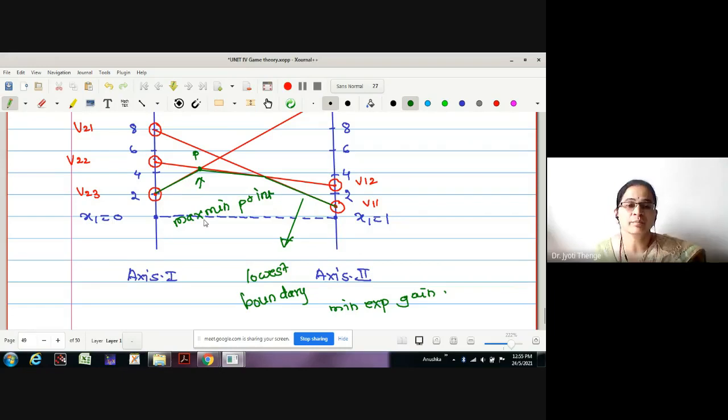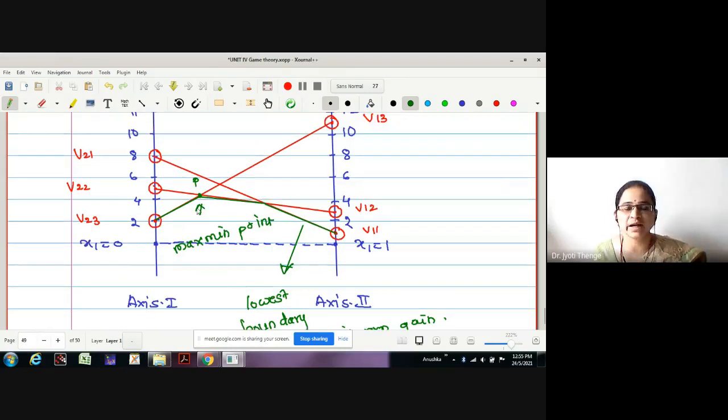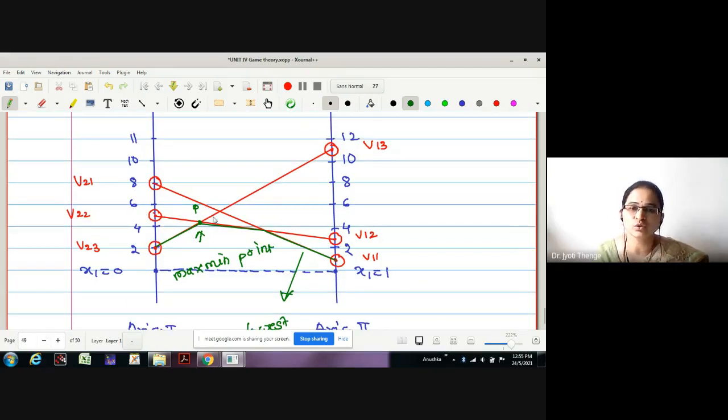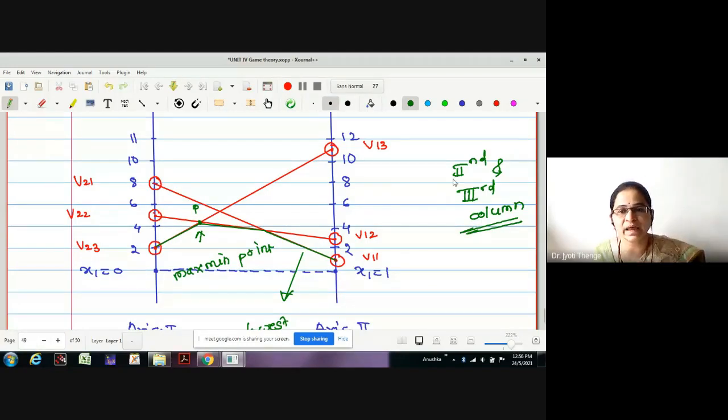Maximum among the minimum expected gain. And easily, if we observe, this point P is the intersection of the two lines joining 2313 and 2212. Therefore, we are not going to discuss the first column elements. These are the entries of the second and third column. Therefore, player B will choose to play the second and third column entries.